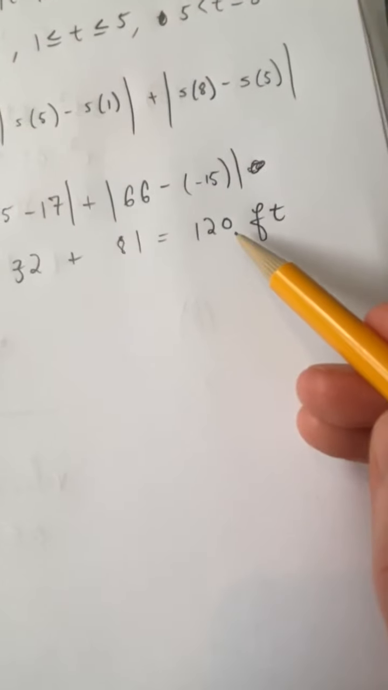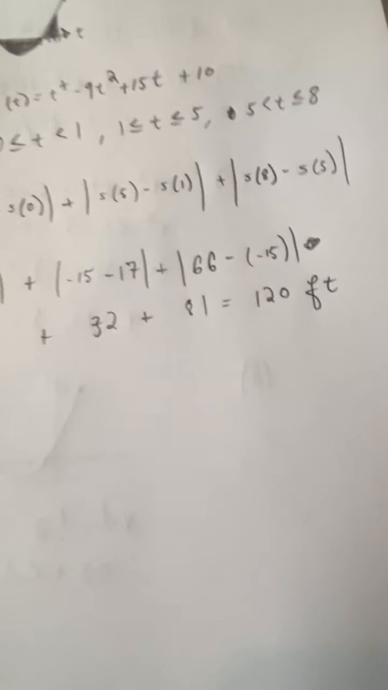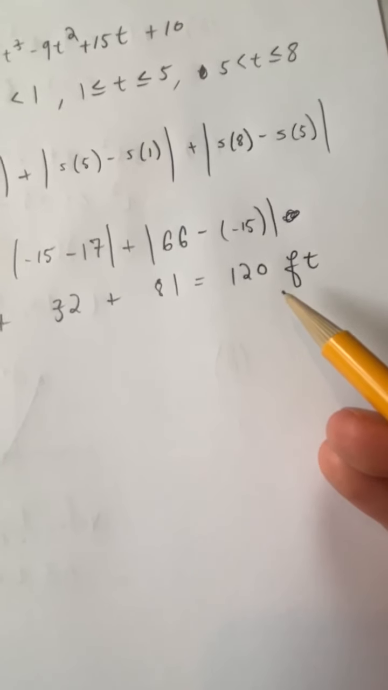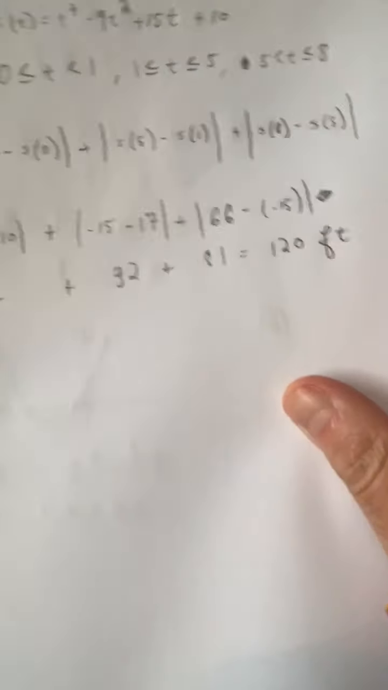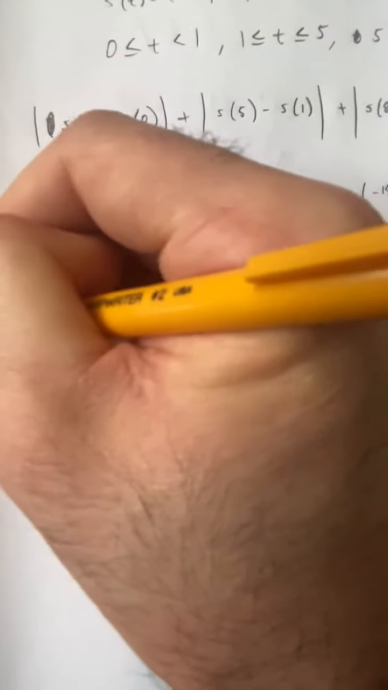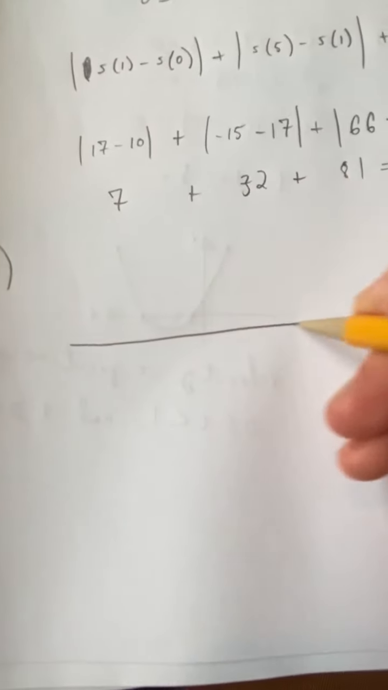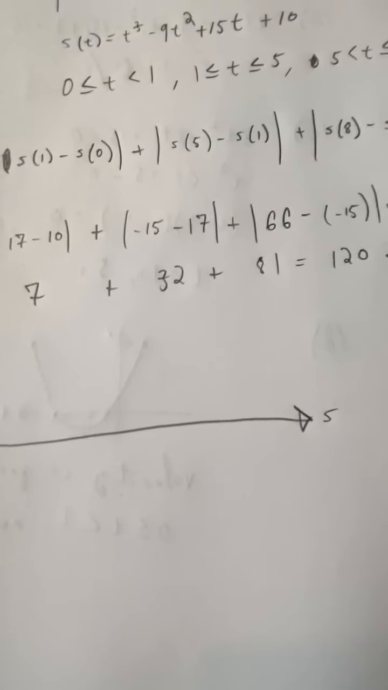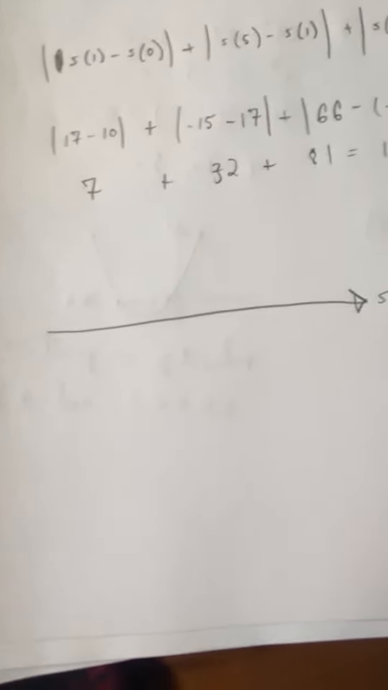It doesn't mean that the particle is at any point 120 feet from the starting position. It just means that in those first 8 seconds, it's covered 120 feet of ground altogether, okay? So that is part E. And finally, part F, they want you to draw a little diagram kind of showing the motion of the particle. And we can use our answers from part E as kind of a guide for this.